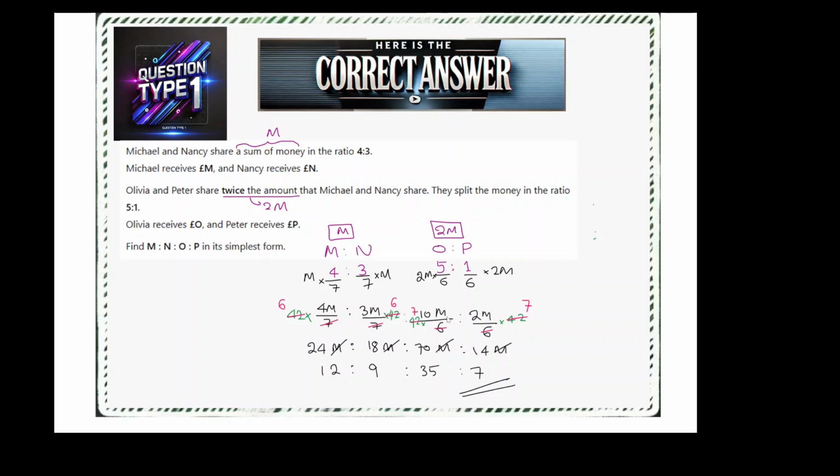So I multiplied everything by 42. Then I got 24m, 18m, 70m, 14m. All the m's get cancelled out. You get 24 is to 18 is to 70 is to 14. And you can just divide everything by 2: 12, 9, 35, and 7. And you cannot simplify all of them by any other number after that. So you can stop here. So the correct answer, MNOP, is 12 is to 9 is to 35 is to 7.